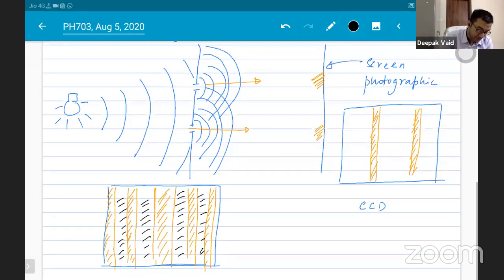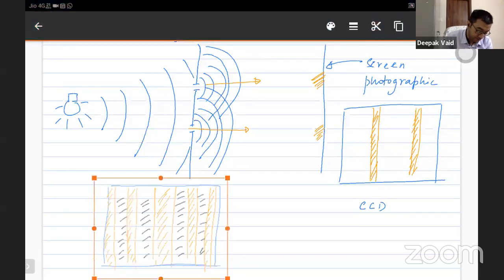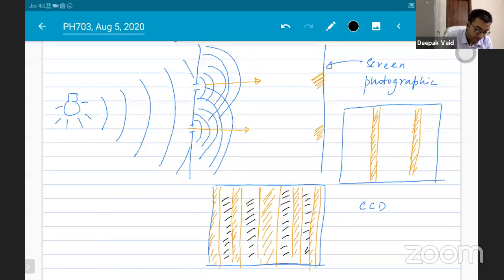And if you look at this diagram and you make a plot of the intensity of light, what you find is that, for instance, in this central region, the intensity is a maximum. Then it drops down, then it again increases, then drops and then increases, like this. So you get these peaks and valleys, right?